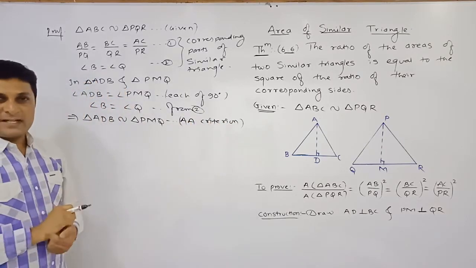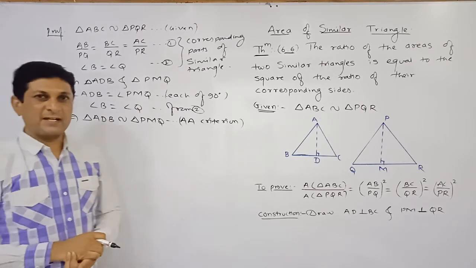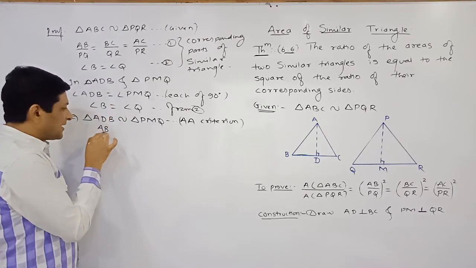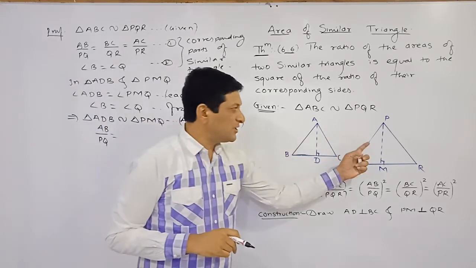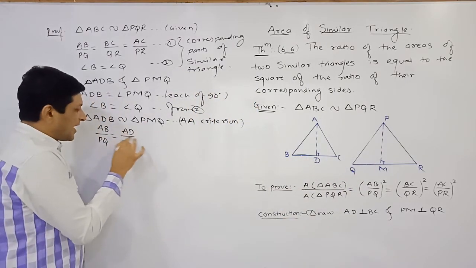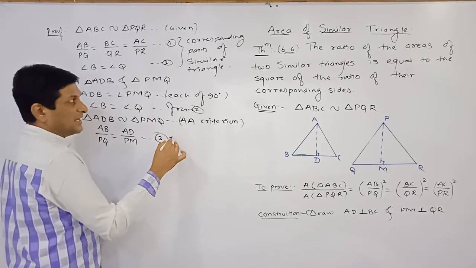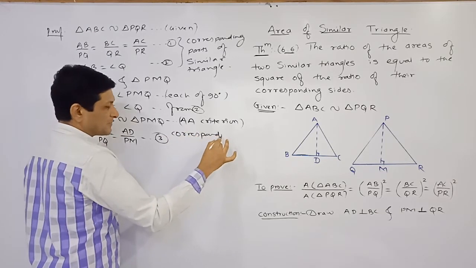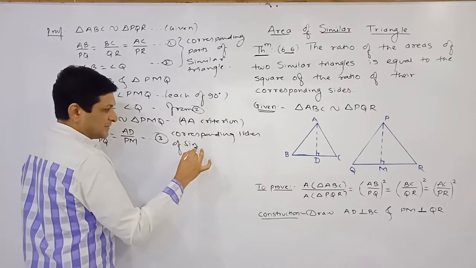Now once these two triangles are similar, then according to the definition of similarity of two triangles, sides are in proportion. So here we can say that, therefore, AB upon PQ will be equal to AD upon PM. Let us denote it by equation number 3, and give the reason: corresponding sides of similar triangles.